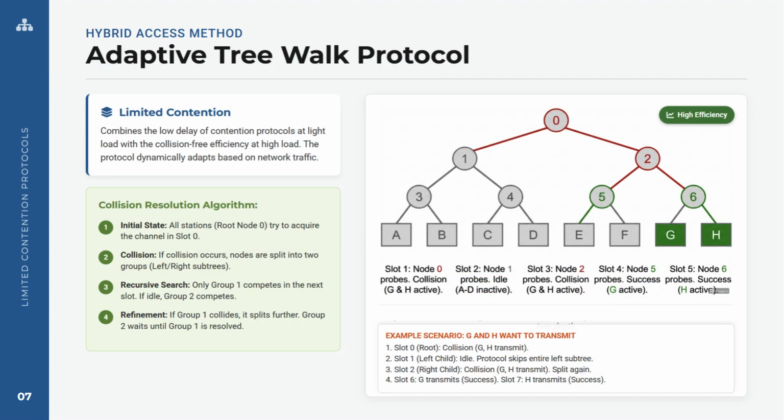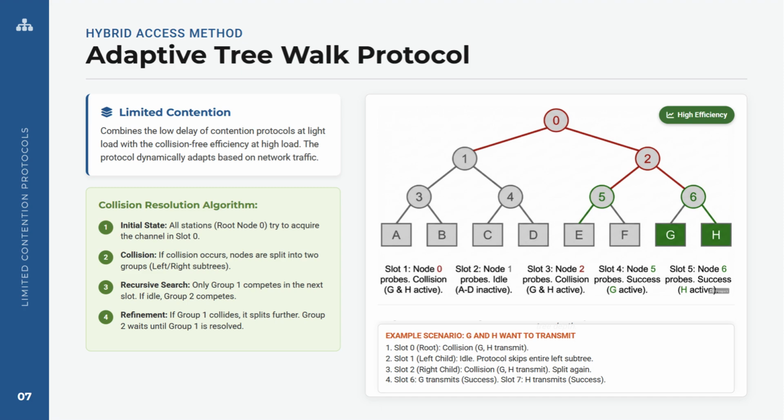The final protocol we will discuss is the adaptive tree walk protocol, which is a hybrid channel access method. This protocol combines the advantages of contention-based access methods and collision-free protocols. The idea behind this protocol is to dynamically adjust the access method depending on the level of network traffic. At the start, all stations attempt to access the channel simultaneously. If no collision occurs, the transmission proceeds normally. However, if a collision occurs, the stations involved are divided into two groups, forming a binary tree structure.